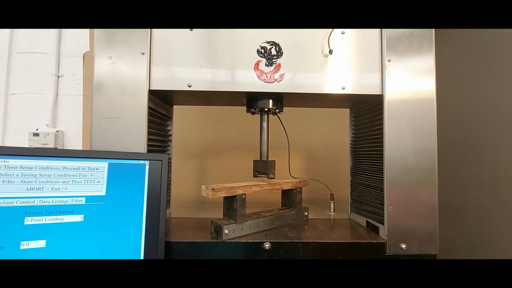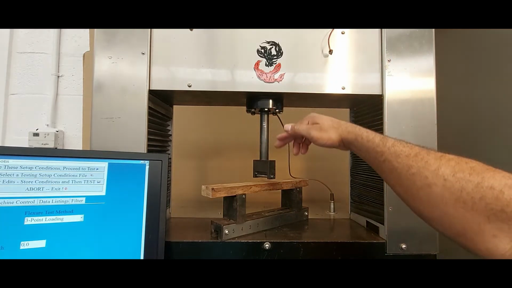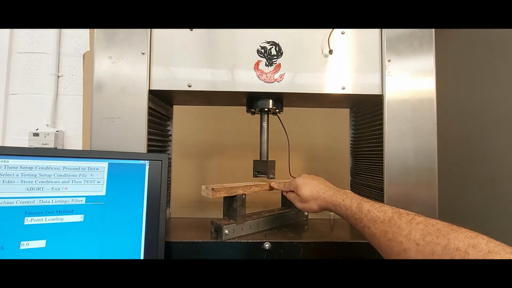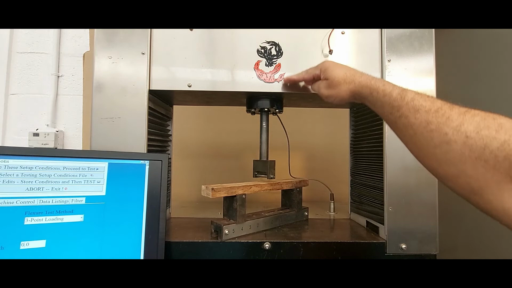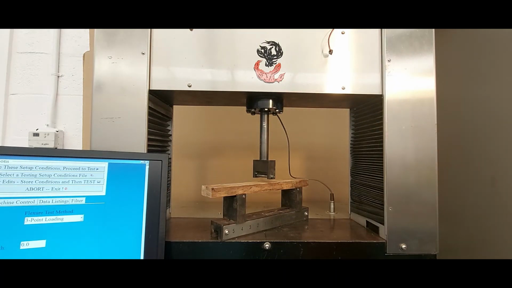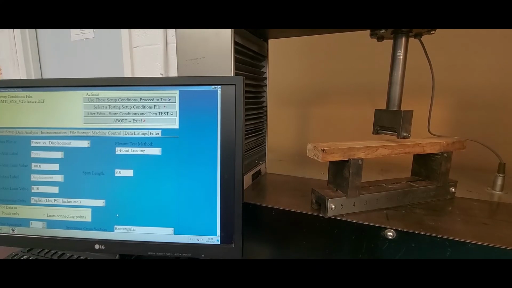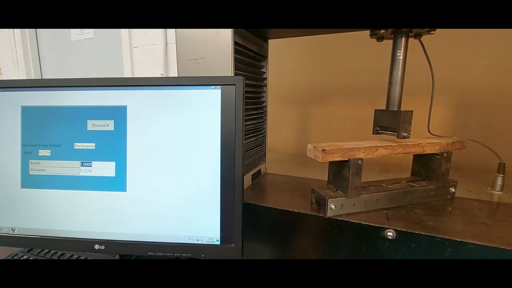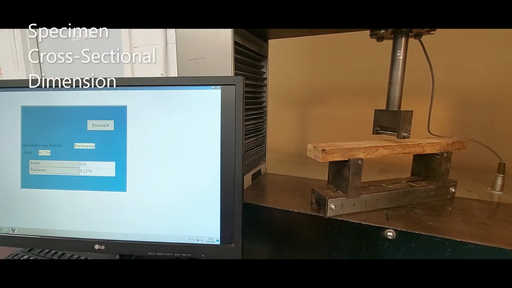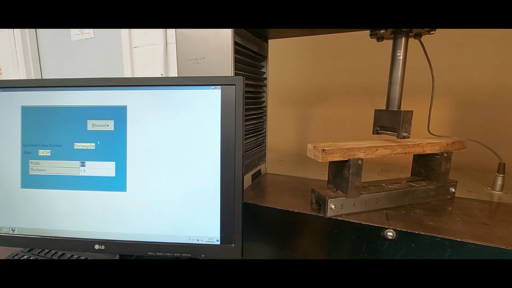So as you can see from our setup, our crosshead will be coming down, hence applying a point load on the specimen, and what we will be monitoring is the load versus the crosshead displacement. Let's proceed to test. So we would click on proceed to test and continue by proceeding. Then we would input our dimensions. And we would proceed.